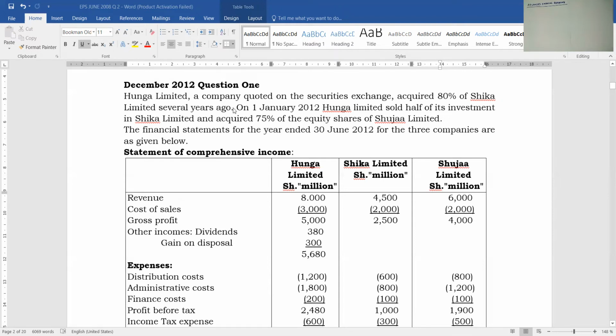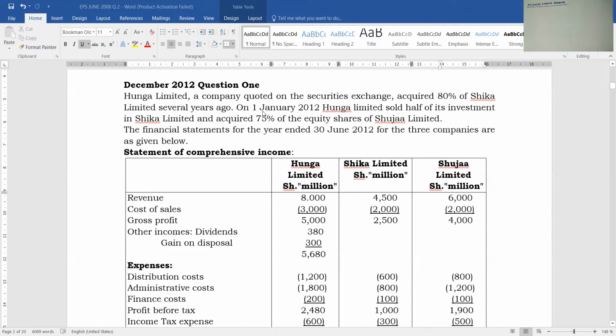Hunga was a company which acquired 80% of Shika several years ago. But now, coming on 1st January 2012, it sold half of the investment in Shika. Since Shika was acquired up to 80%, remember Shika is a subsidiary, because it lies between the percentage of 51 to 100. But later, Shika was sold by Hunga a half. So if he sold a half of 80%, it remained 40%. So the investment of Hunga in Shika remained 40%.